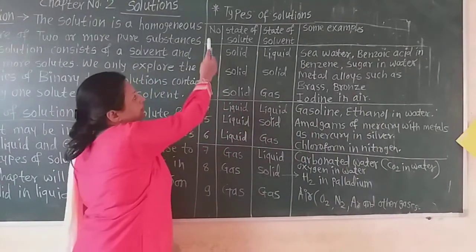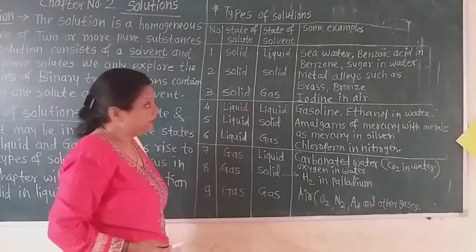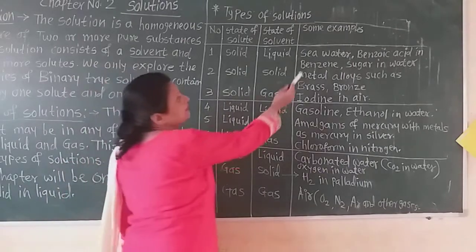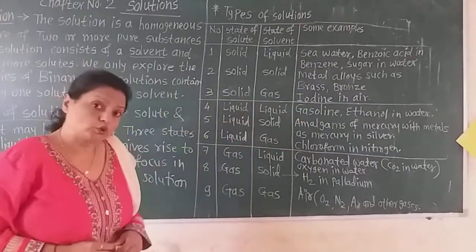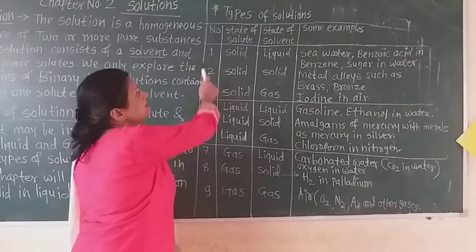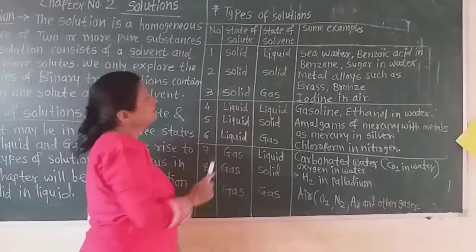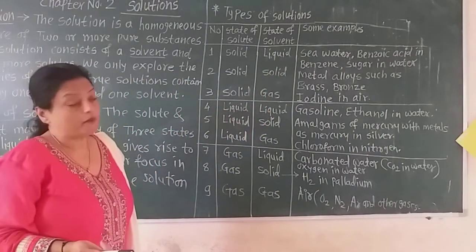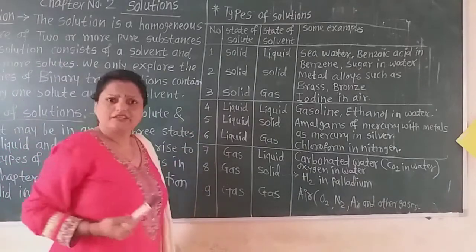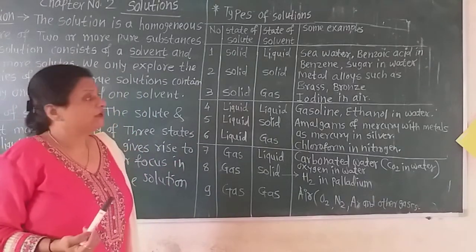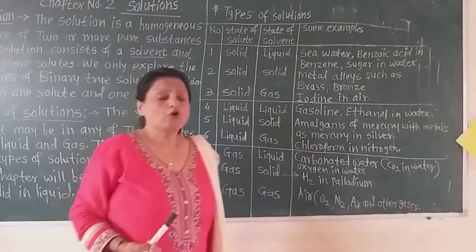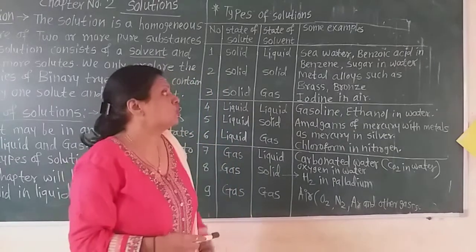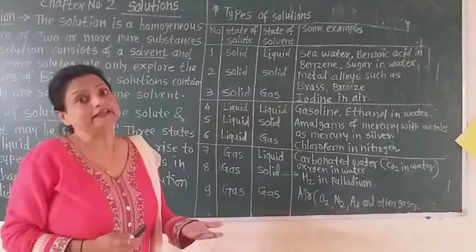Here the state of solute is given, here the state of solvent is given, and here are some examples of that solution. Now see, the first type is where the state of solute is solid and the state of solvent is liquid. That is the solid in liquid type of solution, which is the general solution. Examples are sea water, because in sea water so many minerals and salts are dissolved in water. So sea water is an example of solid in liquid.